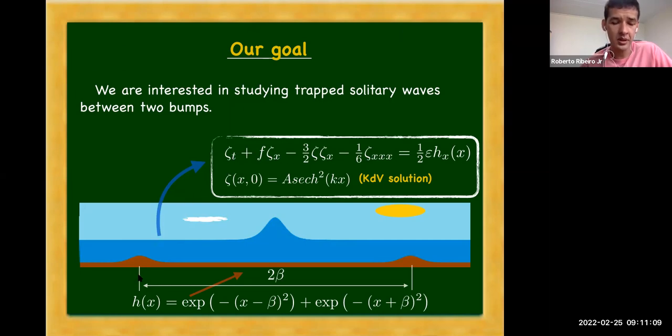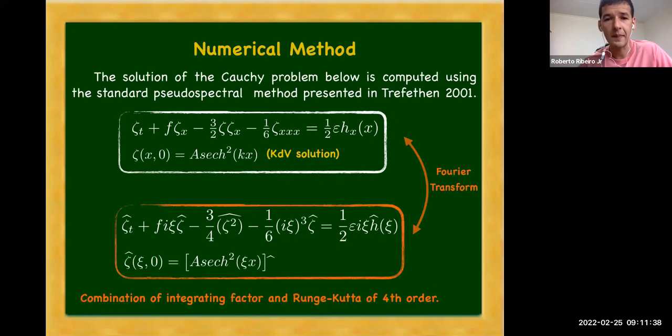Besides, we consider that the bottom topography is given as a sum of two Gaussians, which are separated from each other by a distance of 2 beta. And we also assume that the initial wave is the classical solitary wave solution of the KdV equation.